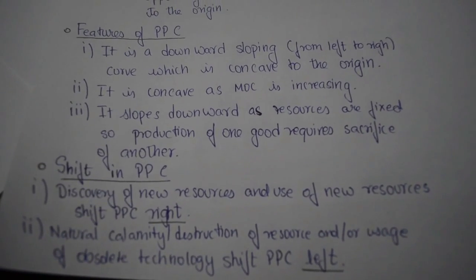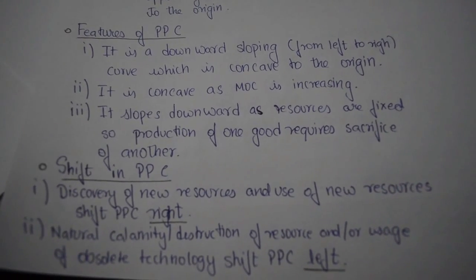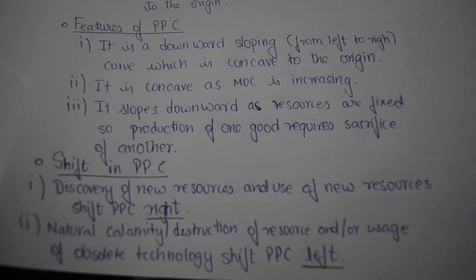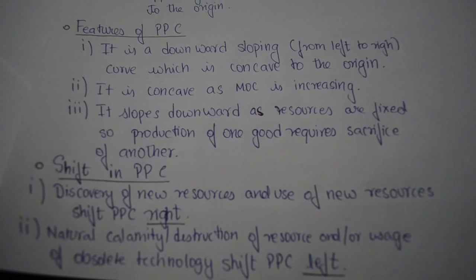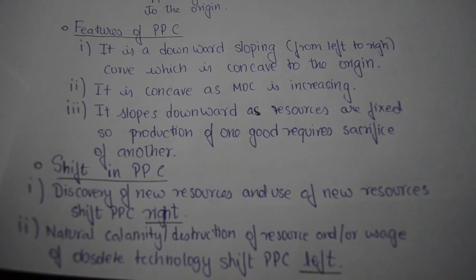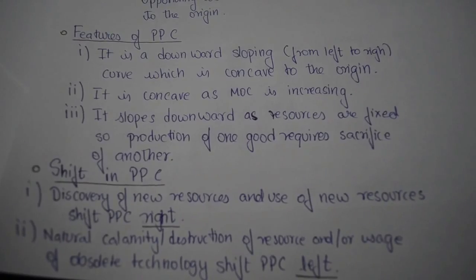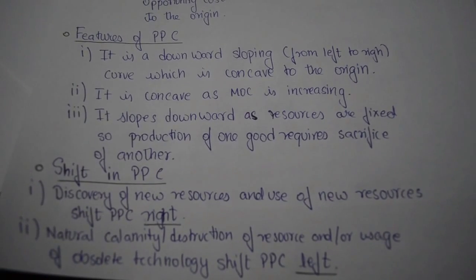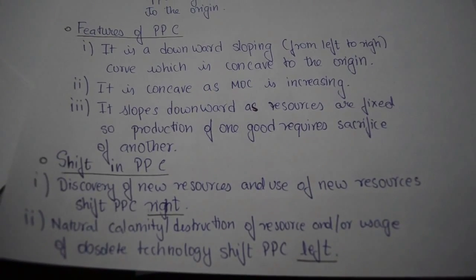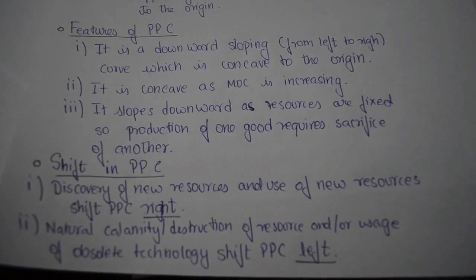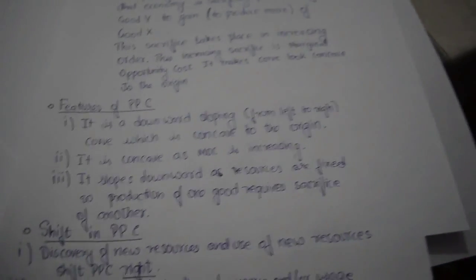Shift in PPC. PPC shifts right or left depending upon the following conditions. If new resources are discovered or new technology is found out, then the PPC shifts right. If a natural calamity or destruction of resources occurs or obsolete technology is being used, PPC shifts left.